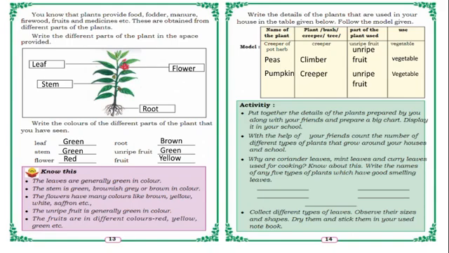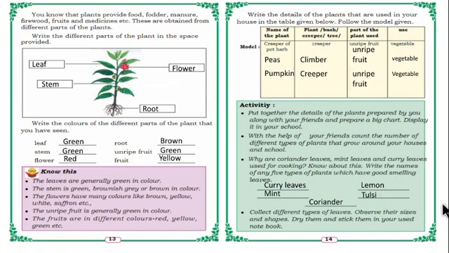One more activity: why are coriander leaves, mint leaves and curry leaves used for cooking? Because they smell so nicely, isn't it? So know about this, write the names of any 5 types of plants which have a good smell. So can anyone say, children, which type of leaves have a good smell? Yes, we will write here: curry leaves, mint, lemon, tulsi and coriander. Collect different types of leaves, observe their sizes and shapes, dry them and stick them in your used notebook, children.